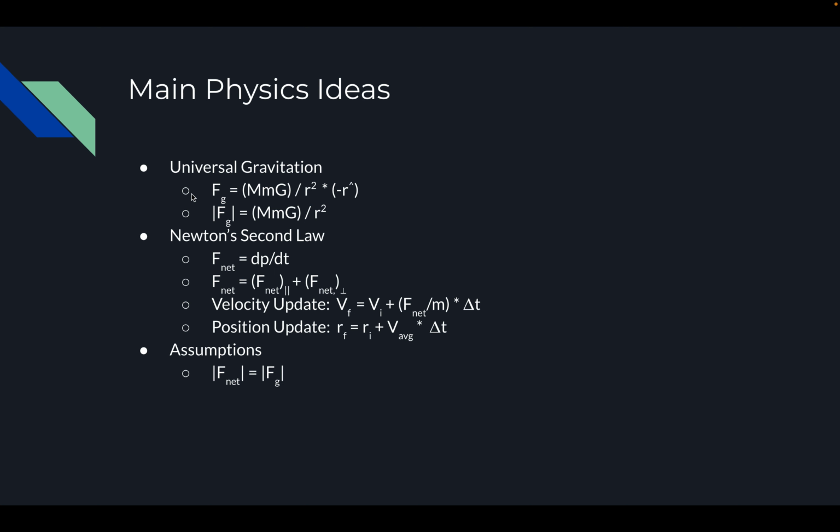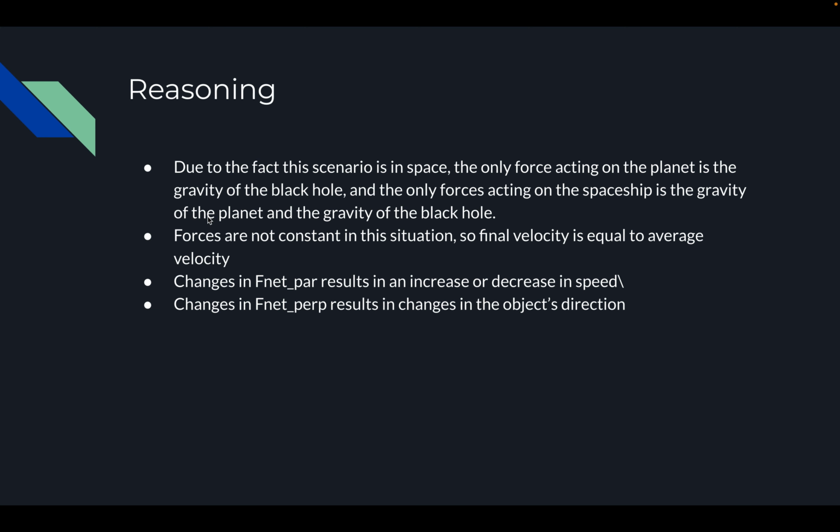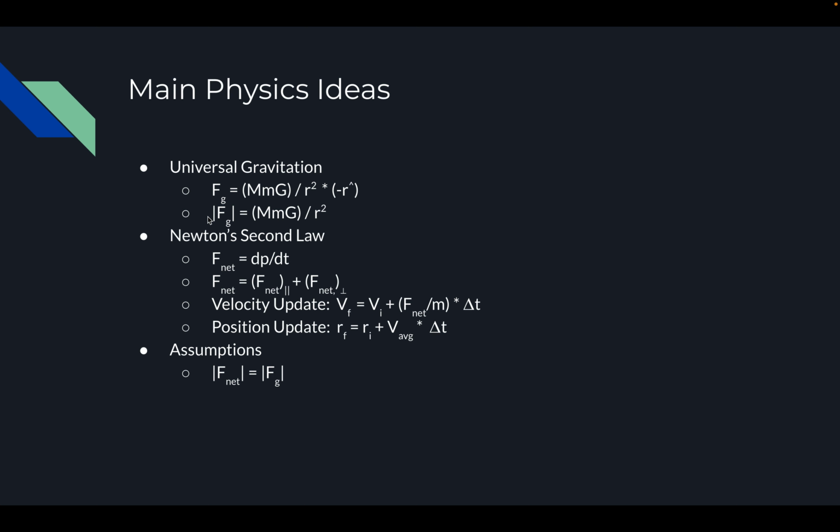Some main physics ideas we use in this lab are the universal law of gravitation, which you can see here as F_g and the absolute value of F_g. And then we also have Newton's second law, which is F_net equals dp/dt, or F_net equals F_net parallel plus F_net perpendicular. And then we also have the velocity update and the position update.